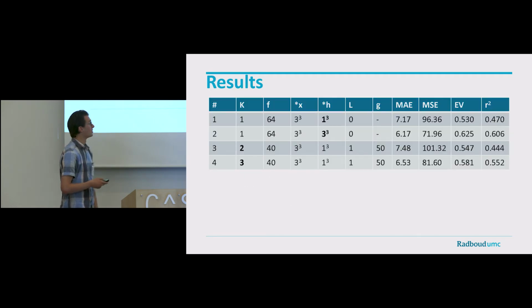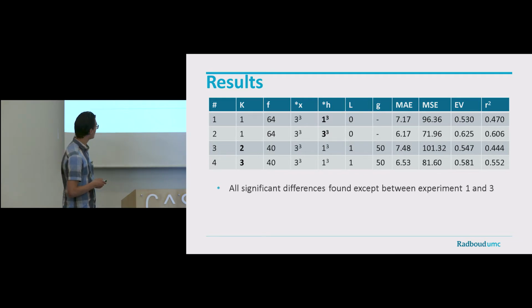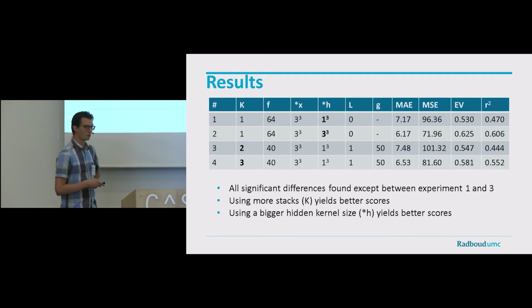So we can also put this into a table, because the differences between the experiments were not that clear from the previous plot. Then we look and see that actually the second and the fourth experiment perform best. Those are the ones with the most stacks and the bigger kernel sizes. So taking more temporal information over time into consideration.